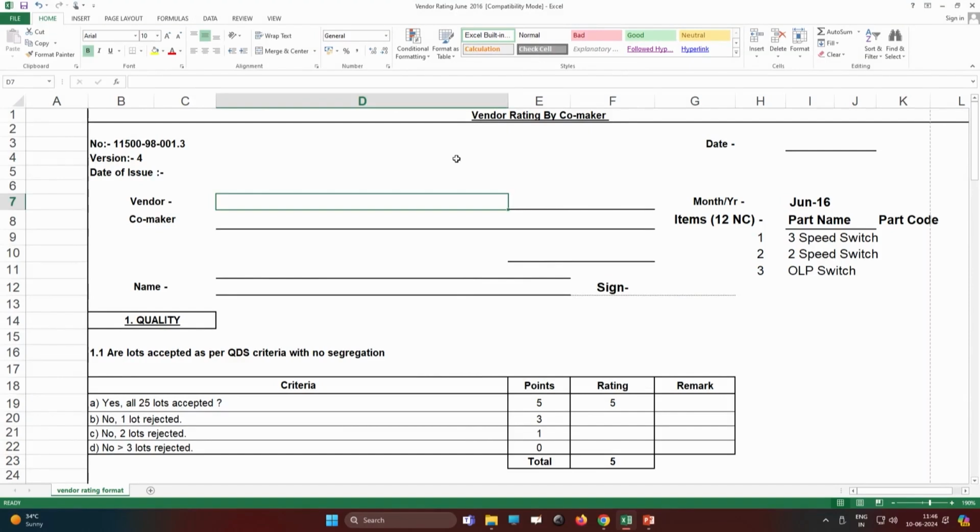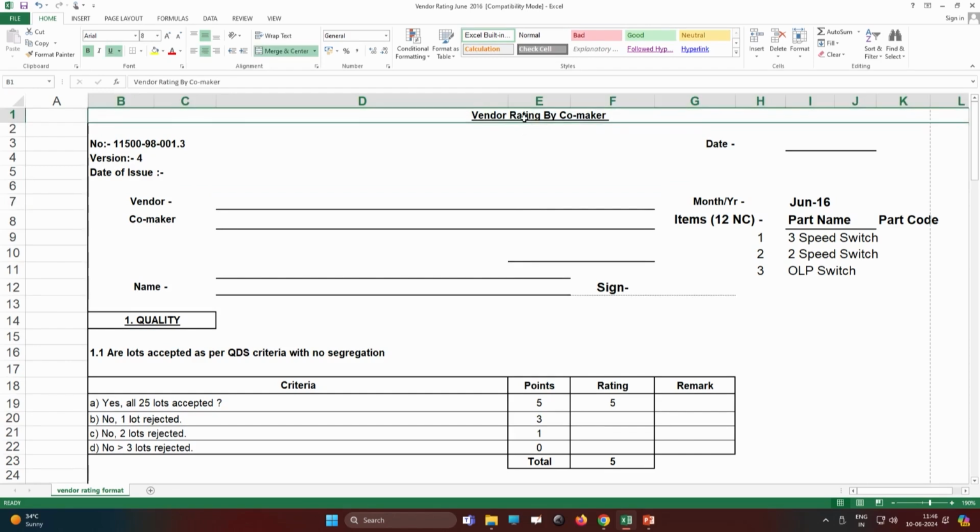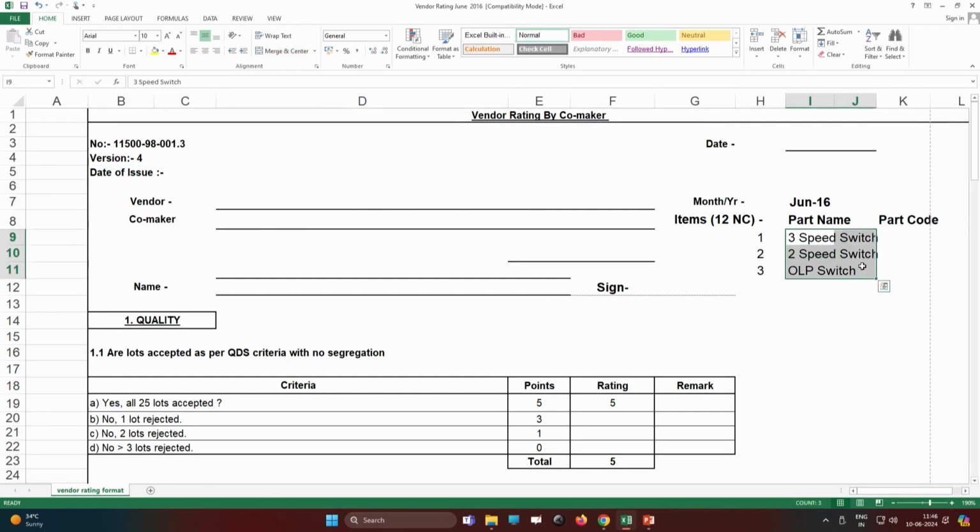Okay, so here is one vendor rating format which I used when I was working as a quality engineer in one of the organizations. This is the vendor rating by co-maker, co-maker meaning manufacturer. Vendor rating for a particular vendor, a number is defined, then date of issue, vendor name. You can mention the part name or code, because there are different small components. If you are using 10 different types of screw, the code will be different for all, right?